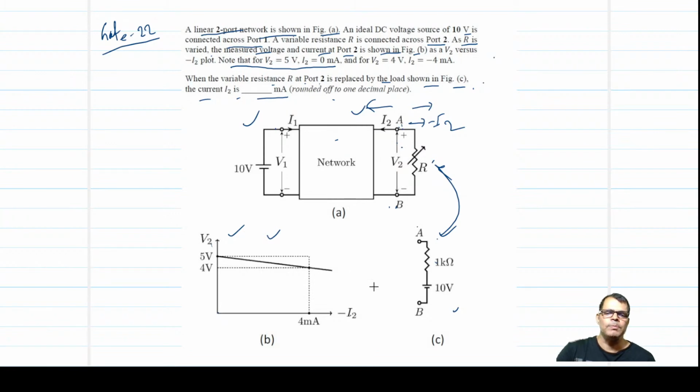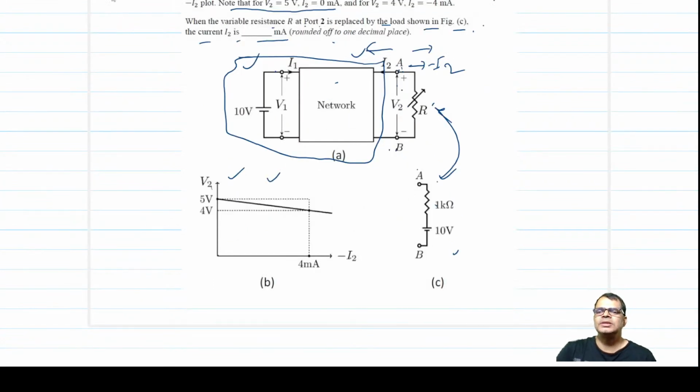Similarly, it is a slope. The slope will ultimately meet the line when V2 equals 0. That means a short circuit point has to be found out. And the open circuit voltage of the network is the Thevenin voltage at the points A and B, and the short circuit current is the Norton current at the points A and B. And you know the rest of the things. You can represent the whole of this network as a Thevenin equivalent circuit.